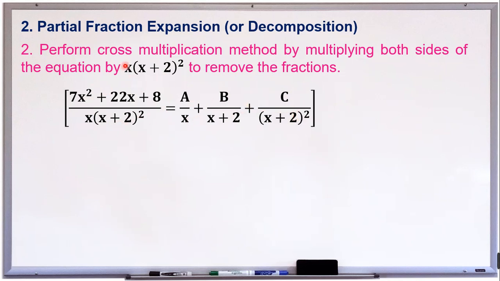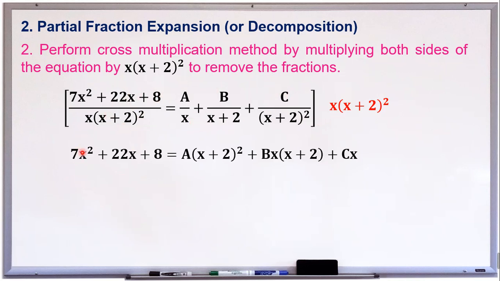For the left side of the equation, what's left is only the numerator, that is 7x squared plus 22x plus 8. And then for the first term of our partial fraction, we have A over x multiplied by this one. So what's left is the second factor, that is (x plus 2) squared. Then for the second partial fraction, we have Bx times (x plus 2). And then for the third, the (x plus 2) raised to the power of 2 will be cancelled out. So what's left is only C multiplied by x.